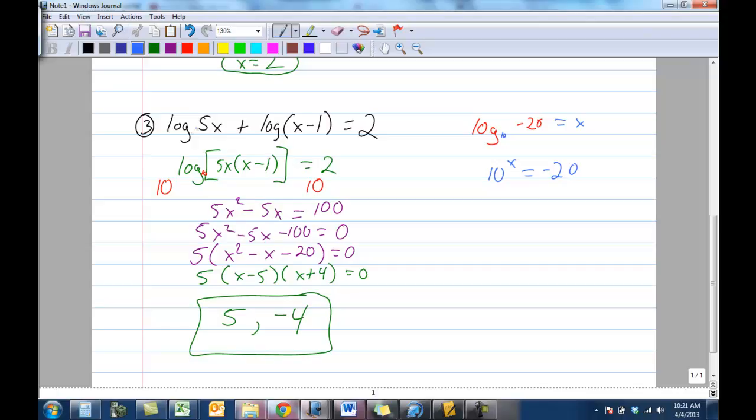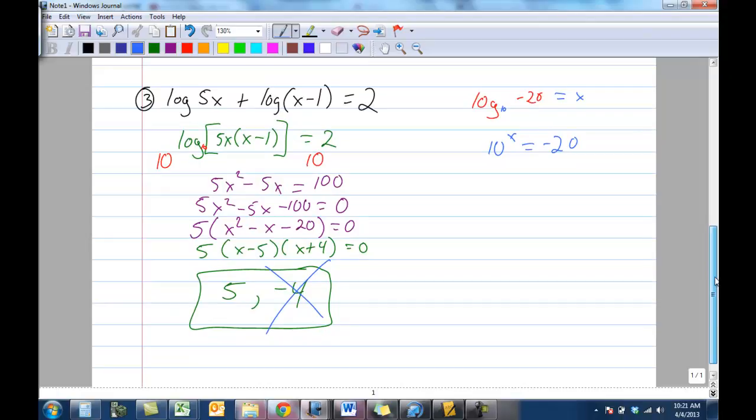So here's the thing. If it makes what's after the log negative, this is not a solution. If you plug in, even here, negative 4 minus 1 is negative 5. If you plug it in and it makes it negative, it's not a solution. So there's only one solution here. The solution here is 5. All right, let's do a couple more.